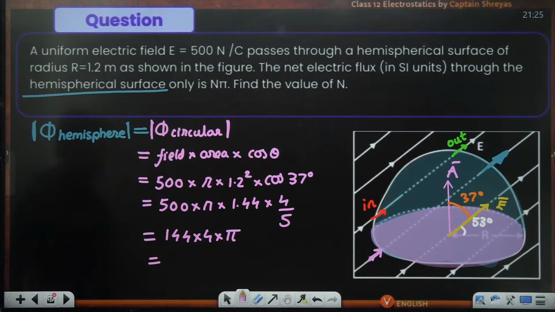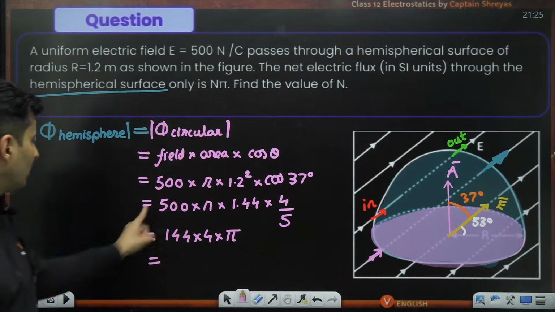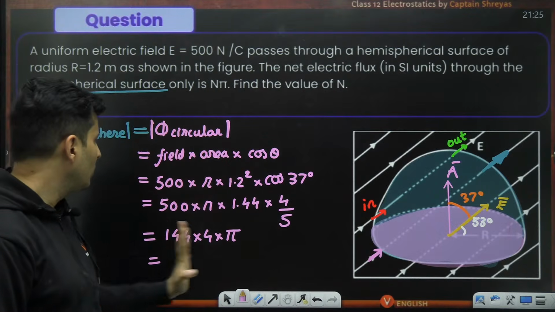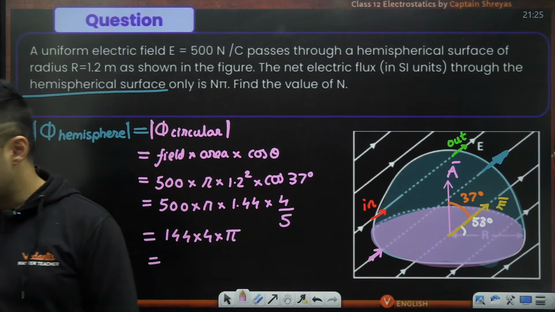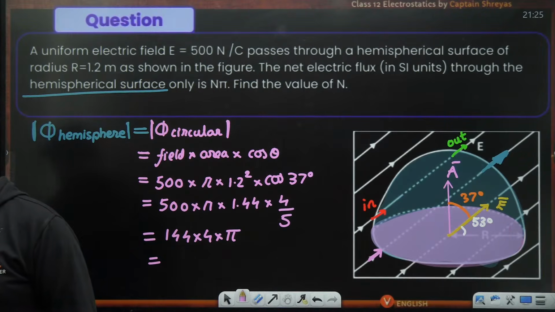Or almost. Just check this out. No, it will not be 1440. 144 into 4, guys. Just do the math. 5 and 5 cancelled, yes, because that was 5. This was 1.2, so 12 squared, I've just done it as 144. So just do 144 multiplied by 4.